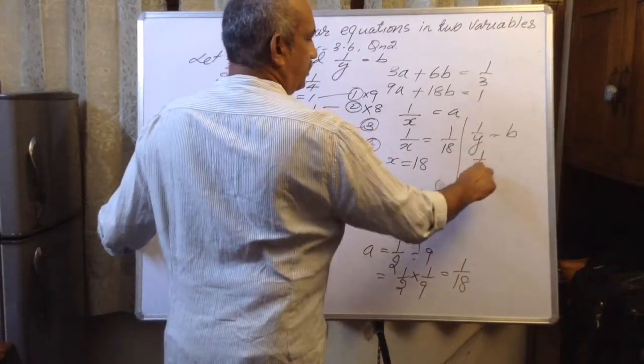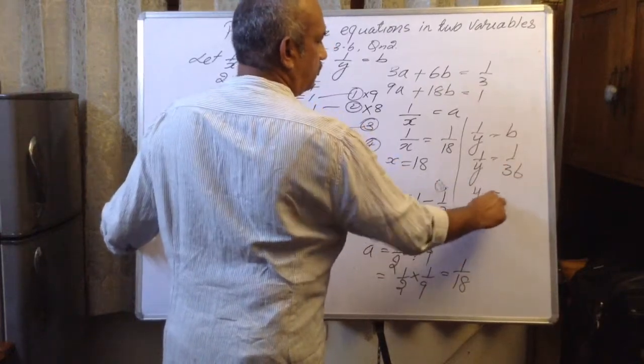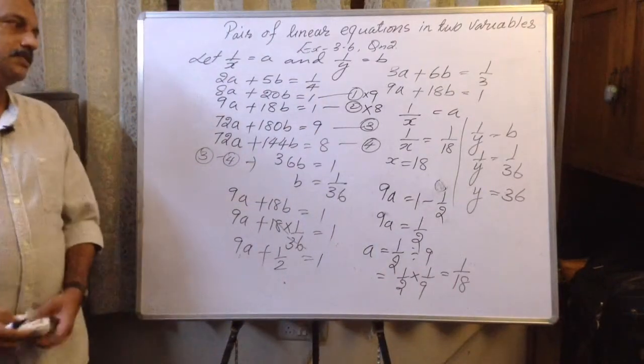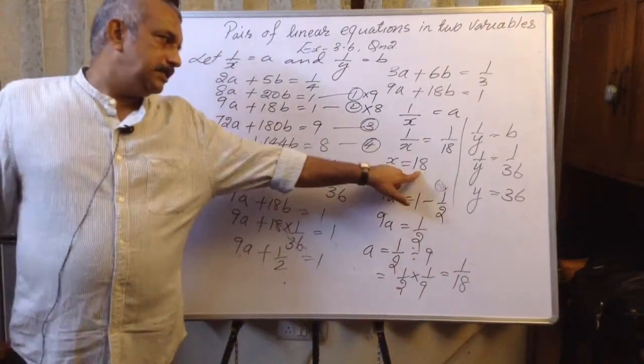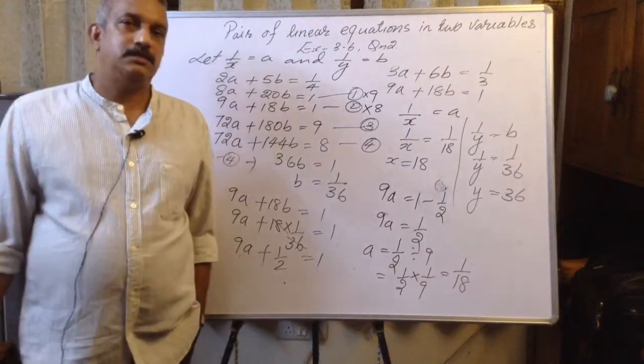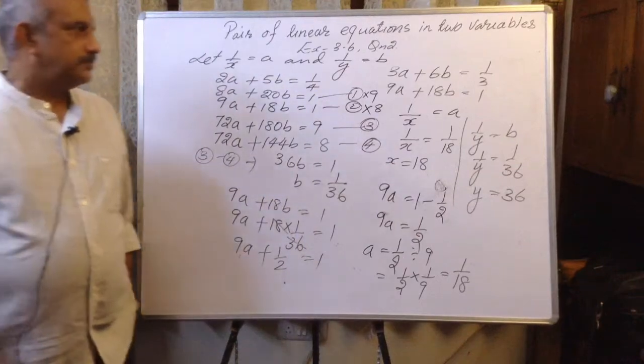1 upon y is equal to 1 upon 36. Y is equal to 36. So one woman can complete the work in 18 days and one man can complete the work in 36 days. So like this we can simplify.